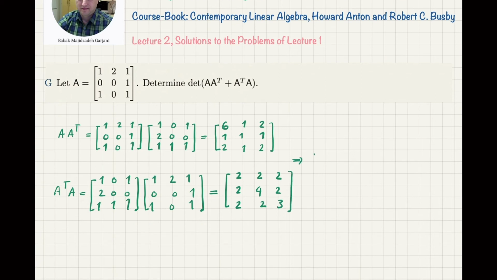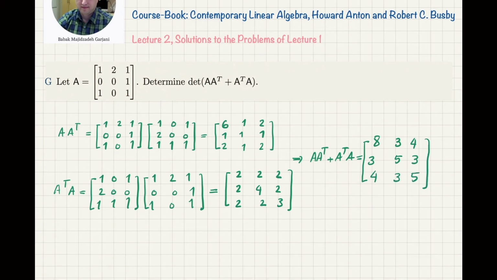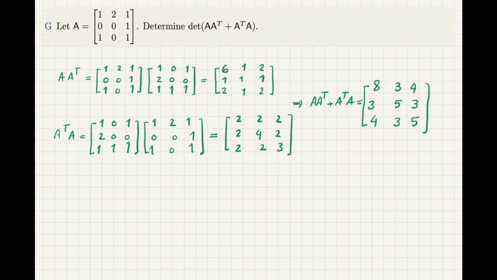Now I need to add them. So A A transpose plus A transpose A becomes a new 3 by 3 determinant. So I add the entries correspondingly. So for example, 6 plus 2 will give me 8, and then this next one is 3, the next one is 4, 3, 5, 3, 4, 3, and finally 5. Yes? Now I want to calculate the determinant of this new matrix.